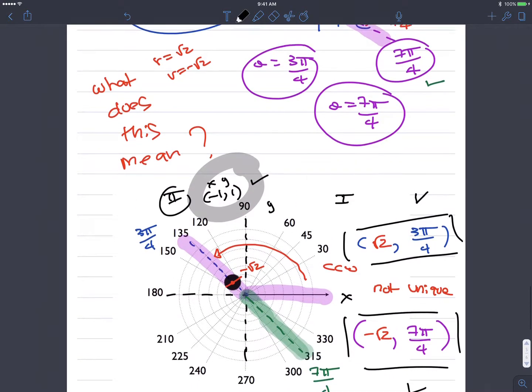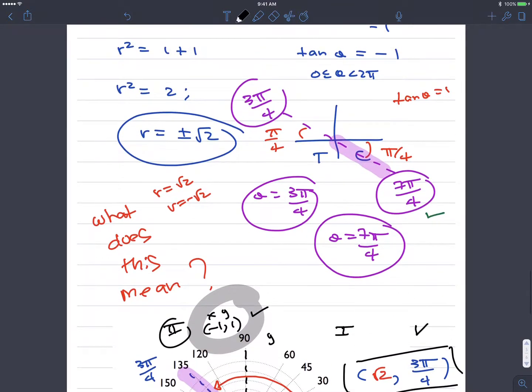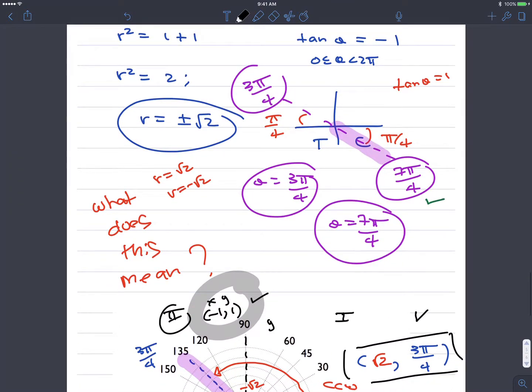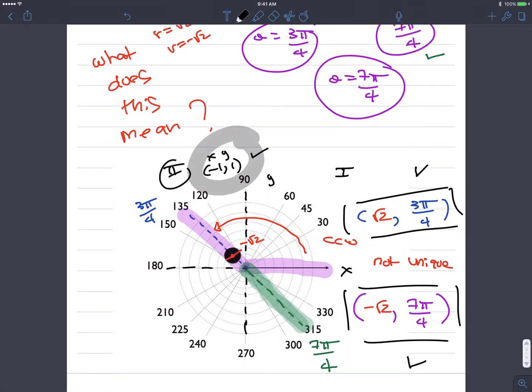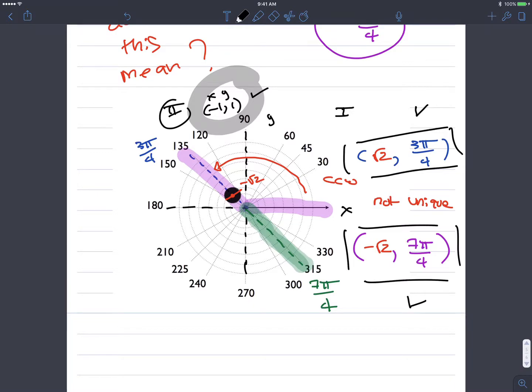Anybody have any questions on the work we just did? Yes? What do you mean there will be an answer in quadrant 4 as well, since radius could be negative? Okay, here's the question. I'll repeat the question. Let me erase all this detail, okay?